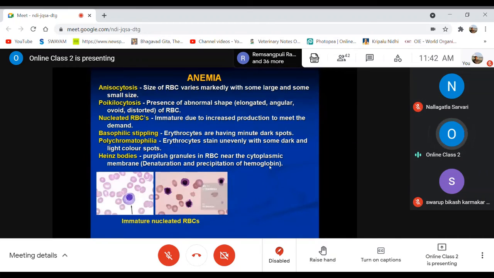Now there are some terminologies associated with anemia, where you may come across different types of RBCs. These definitions and terminologies are important for your definitions, or sometimes for fill in the blanks or other objective type questions, right?